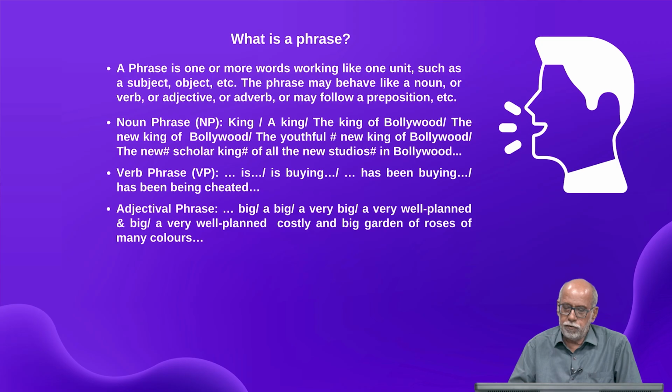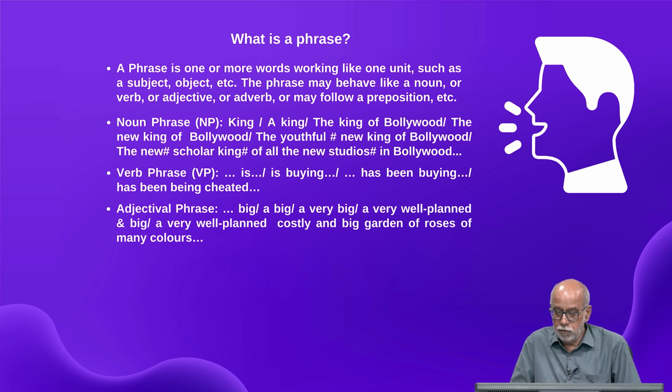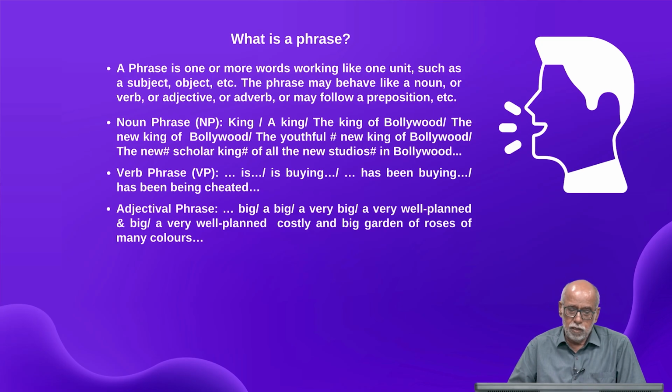Similarly, there can be a verb phrase. You can have one word, one verb phrase such as is. Okay. The king is waiting. Or you can have a 2 word verb phrase, auxiliary verb and main verb, or helping verb and principal verb. So you can say the king is buying a garden or the king is buying some roses, or 3 words, the king has been buying, or more than 3, has been being cheated.